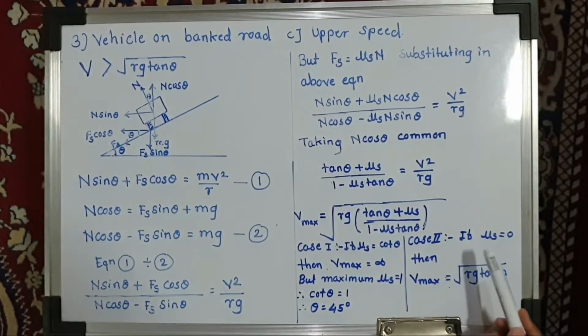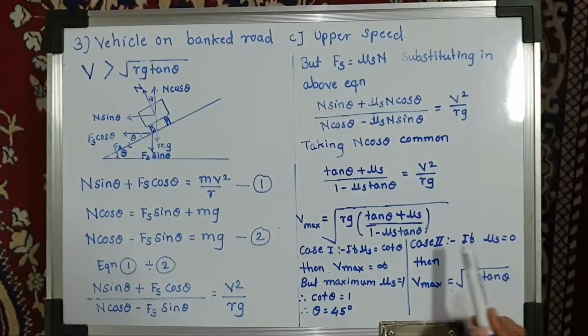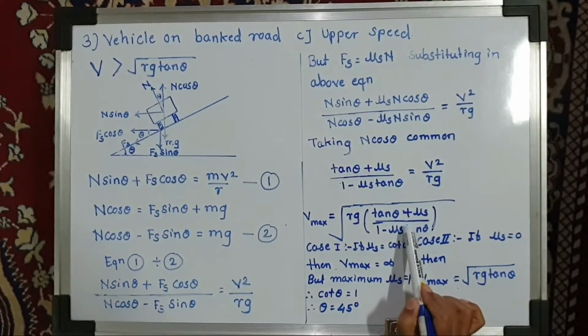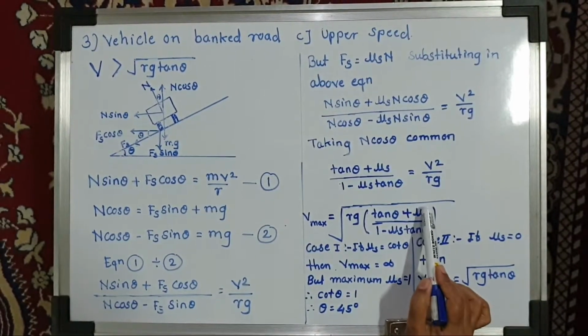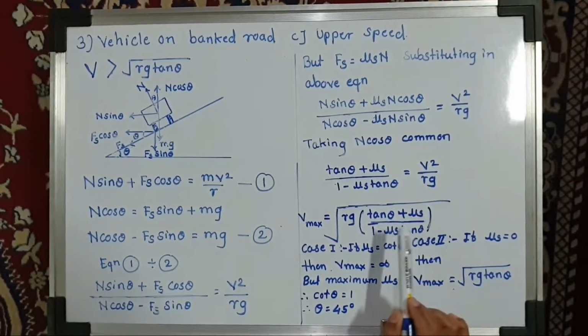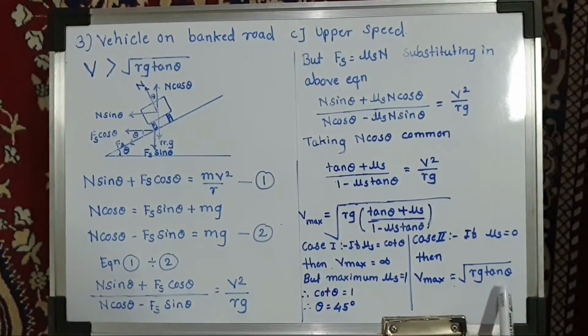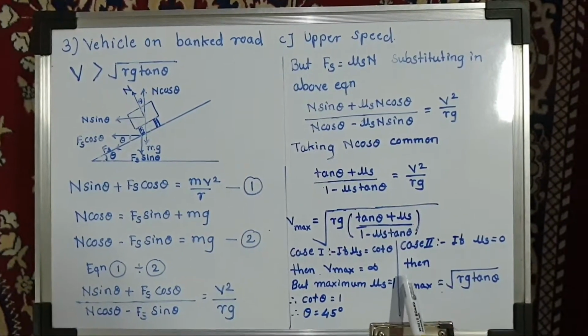Now second case: if mu s equals 0, if I put mu s as 0 over here, this term will become 0, and again this term will become 0. Only under root rg tan theta will remain. This is the most safe speed.